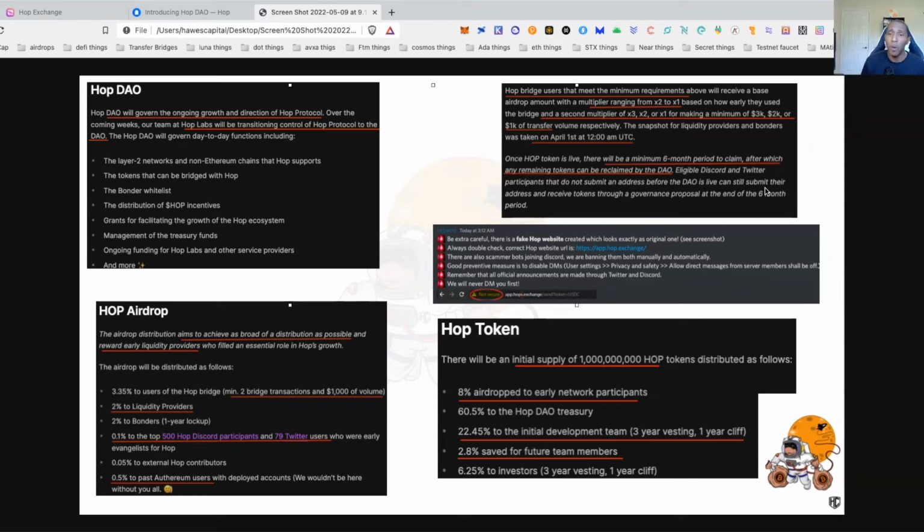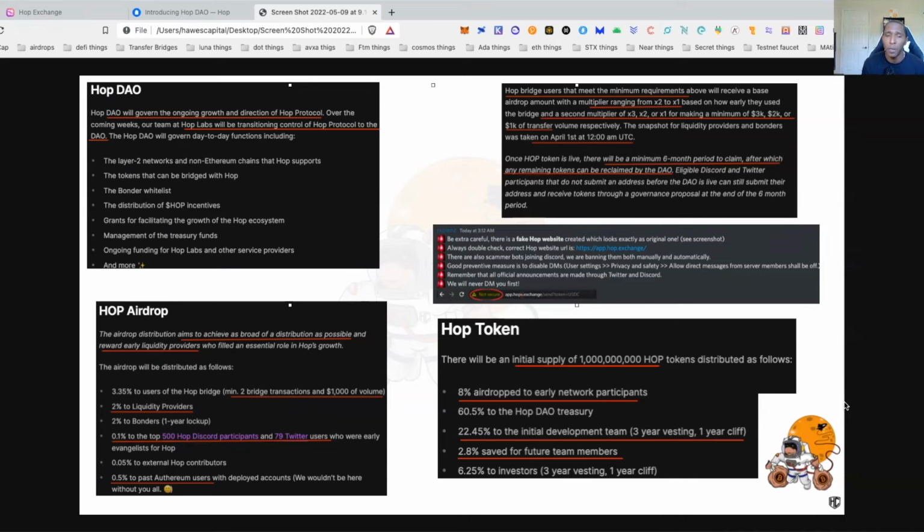The snapshot was taken on April 1st. So if you did any of it after April 1st, it wouldn't have counted. You had to have done this before April 1st. And we talked about this for a full year, guys. So you had a year to try to provide some type of liquidity and do a couple of different transactions and bridges. As far as token supply, there look to be 1 billion tokens.